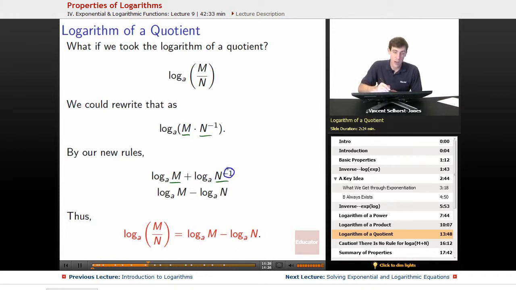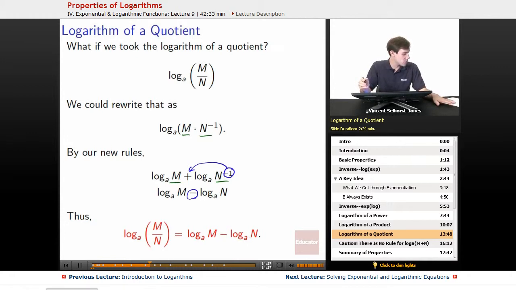And then we also have our rule that we can bring down exponents, right? Log of x to the n becomes n times log of x. So we bring this down in front. Since we're bringing down a negative 1, it just becomes a minus sign. So we've got log a of M minus log a of N. Thus, log a of M over N is equal to log a of M minus log a of N. So a quotient becomes a difference. The logarithm of a quotient becomes the difference of the two logarithms.